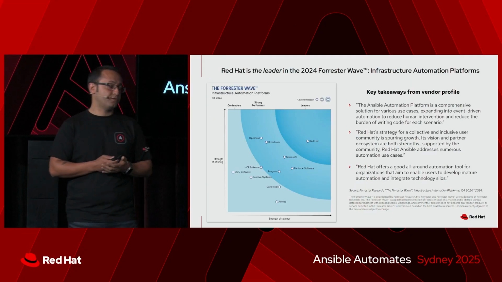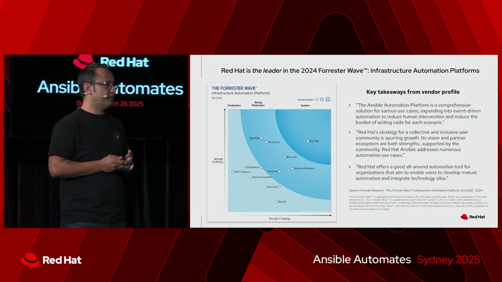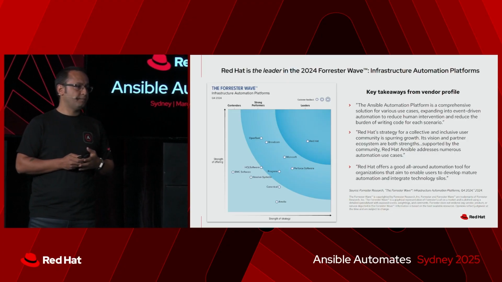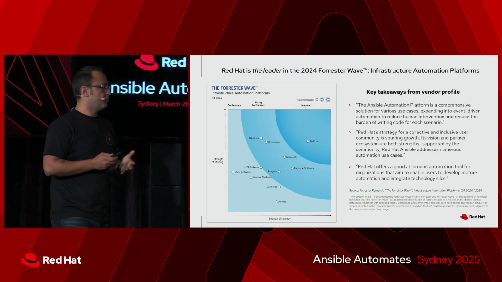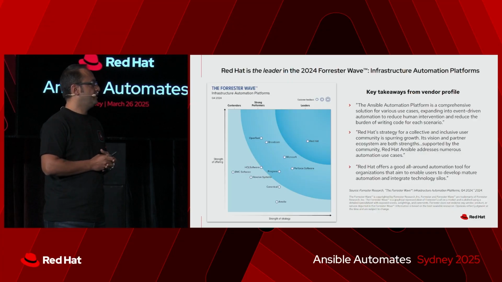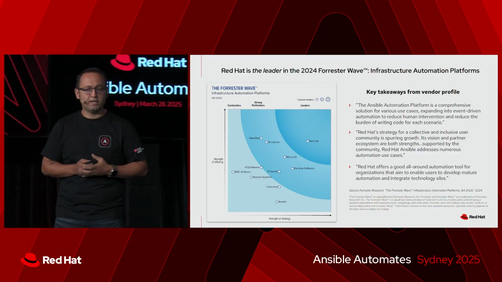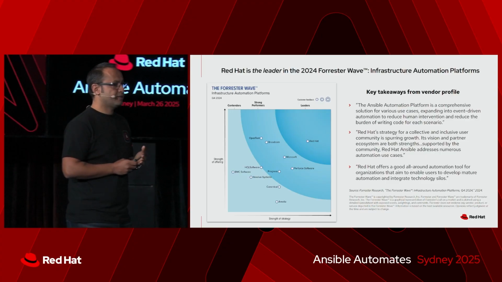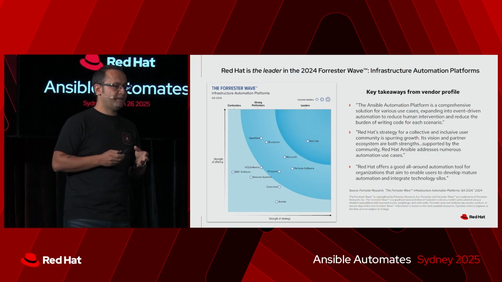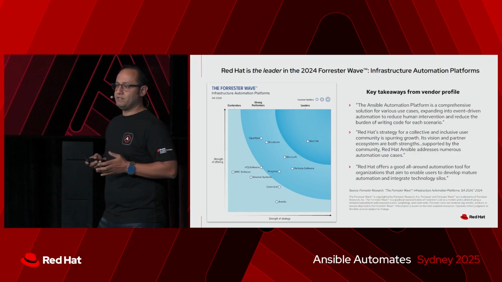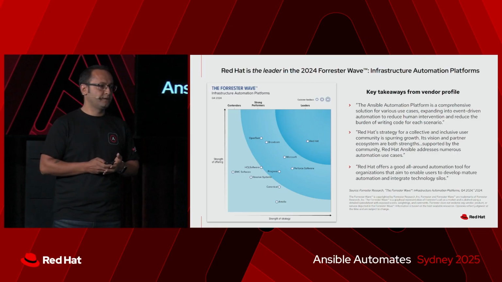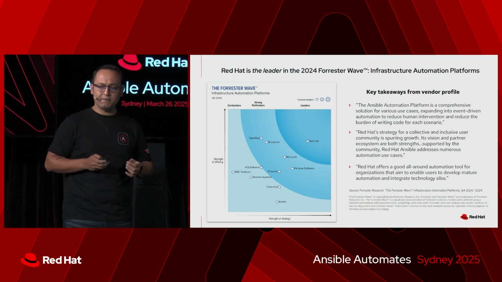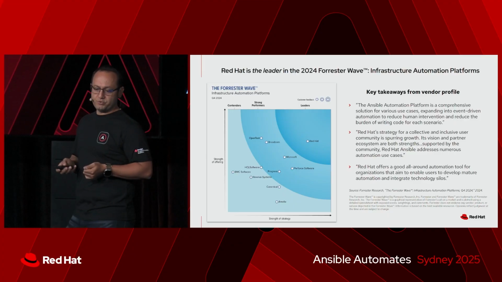But don't take it just from me. Red Hat has been named a leader in the infrastructure automation platforms, where Ansible Automation Platform is outperforming. What are the key takeaways from the vendor profile? One, backed by a strong community and partner ecosystem. Second, the platform is strategically available for organizations looking for end-to-end automation as their core strategy. And third is the comprehensive use cases that can be and should be automated using Ansible.